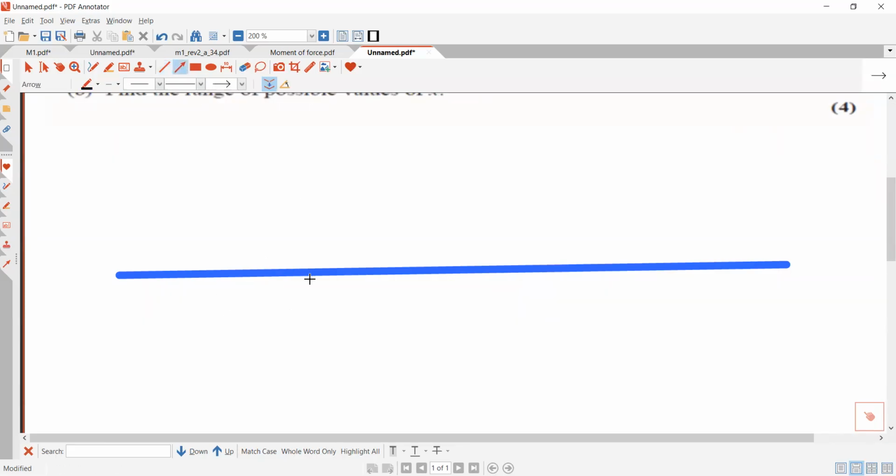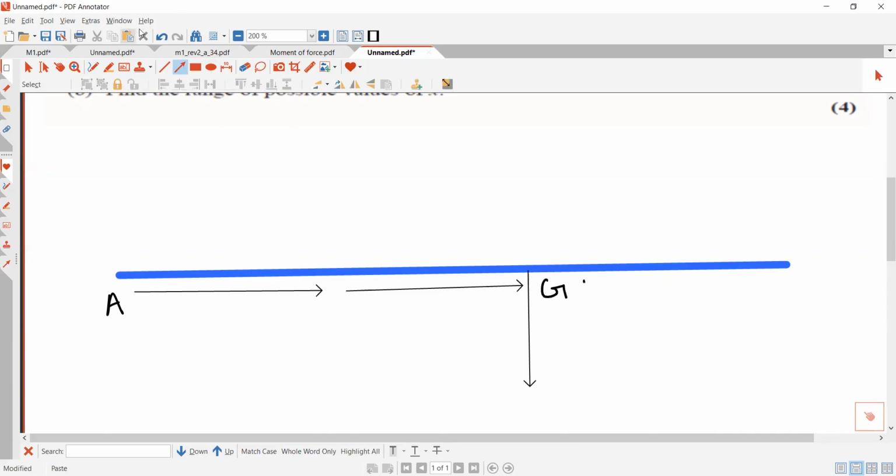So 2.2 meter. The whole thing is 4 meters. If the whole thing is 4 meters, so definitely your G is going to be somewhere over here. Okay, so let me just label it. You have A, you have G, and the whole length is how much? 2.2 meter. Sorry.